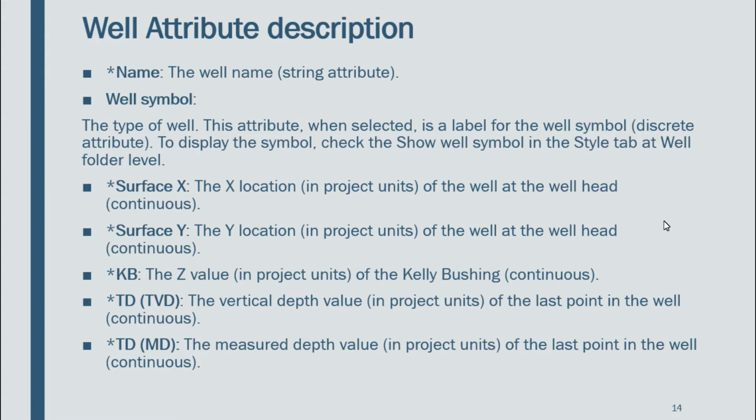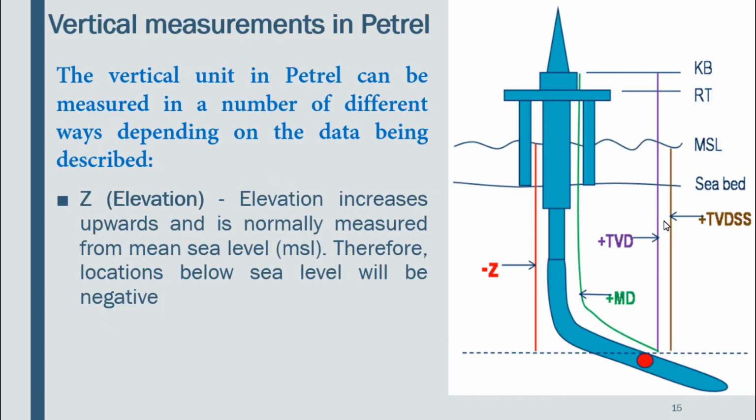I'm going to show you a picture on how you can define all of them. So we have TVD, the vertical depth value. Also TD or MD, which we call the measured depth. All these are data which are supposed to be explained in our project. So here it's vertical measurement in Petrel.